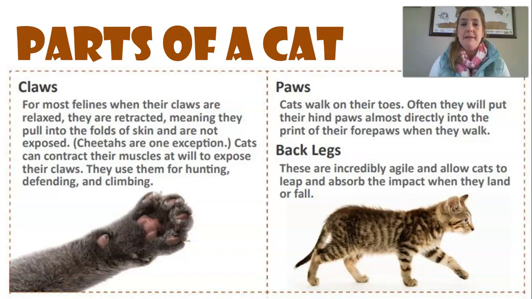We will talk a bit about their claws. Their claws are retracted inside their little hands, their little paws, except when they need them, then they come out. The only exception to that is cheetahs. They use their claws for hunting, climbing, defending themselves in a fight. Cheetahs' claws are always out, but the rest of the cat family, they can pull them in or out.